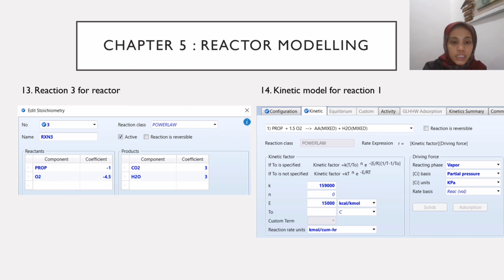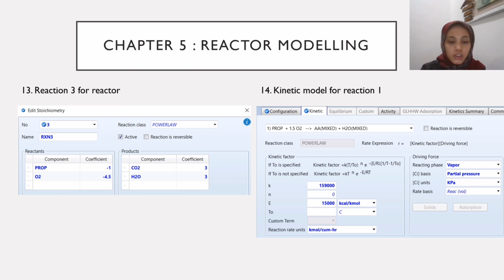We move to the kinetics of each reaction. We inserted the values of K and also activation energy respectively for each reaction. All the reacting phase is vapor with the driving force of partial pressure in Kp. The orders of each reaction are the same, with first order to propylene and first order to oxygen. The unit of E that we use is kilocalorie per kilomole, while the reaction rate unit is kilomole over meter cube dot hour.